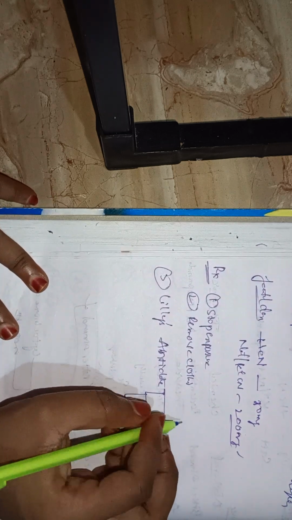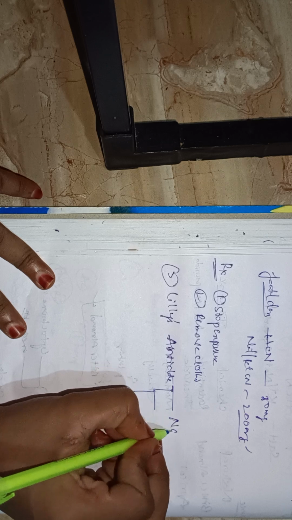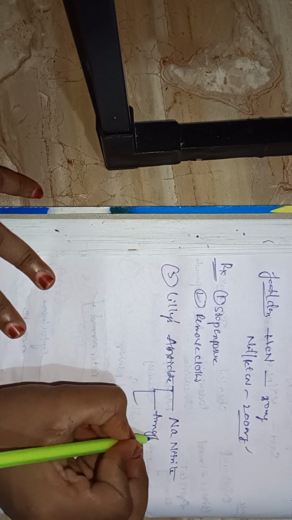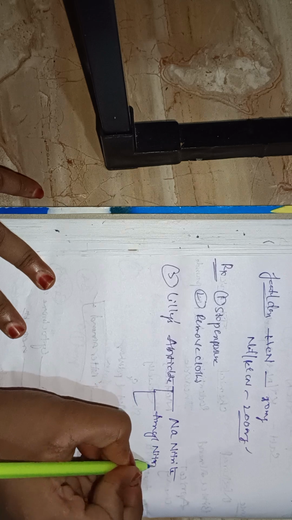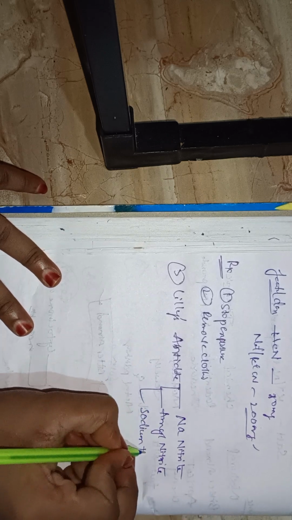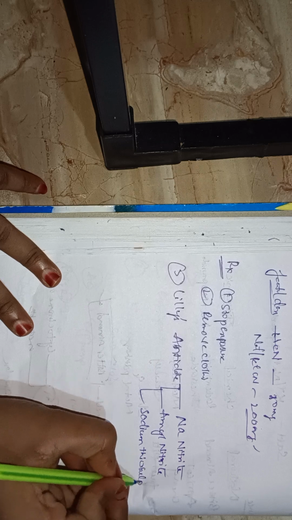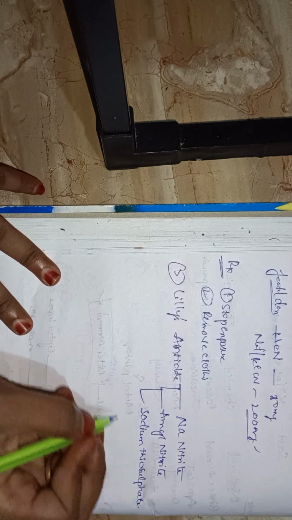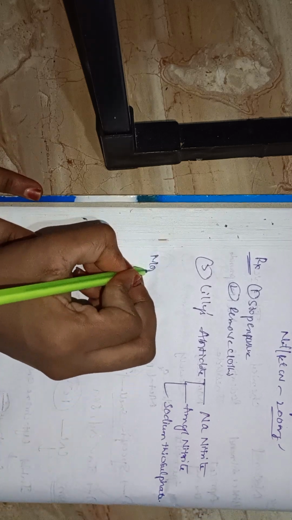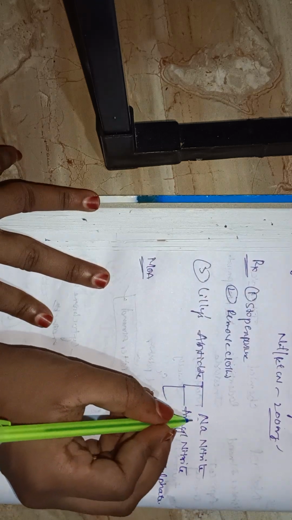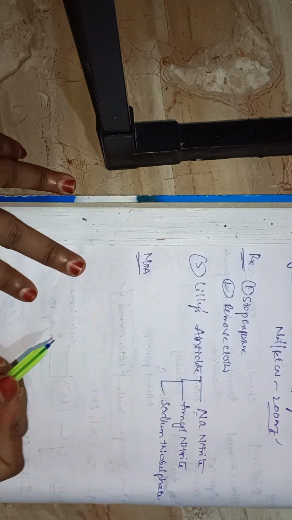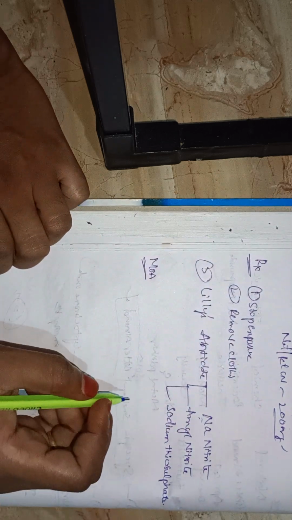First, amyl nitrite, sodium nitrite, and sodium thiosulfate. Next, the mechanism of action. What is the mechanism of action? When sodium nitrite or amyl nitrite enters our body, it reacts with hemoglobin.